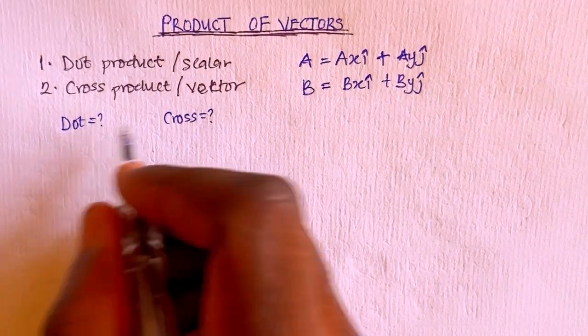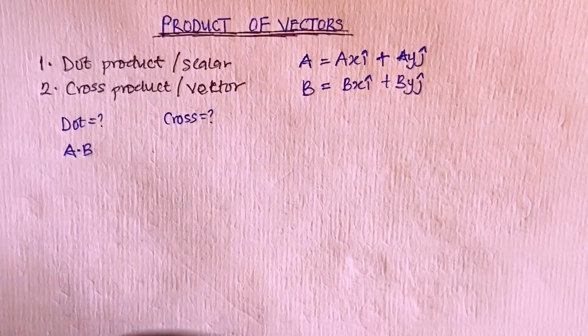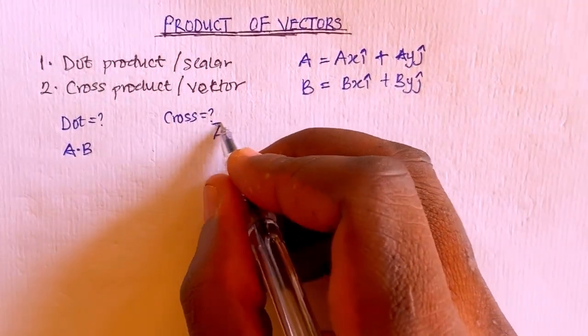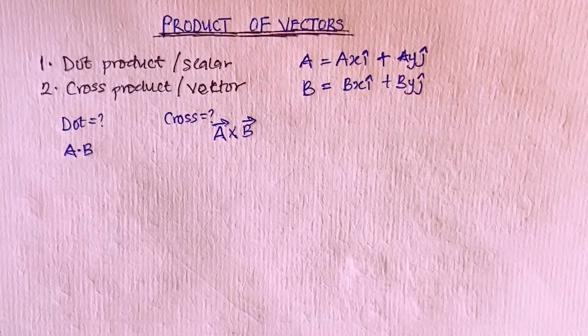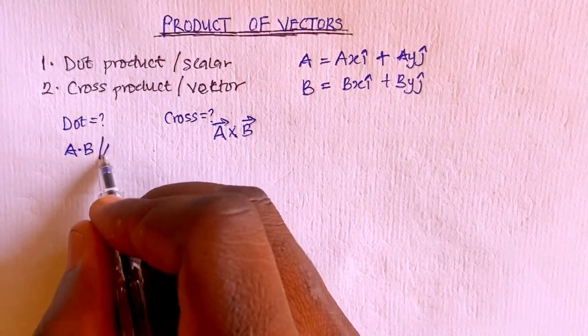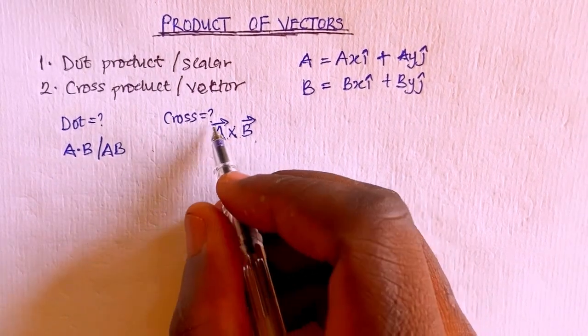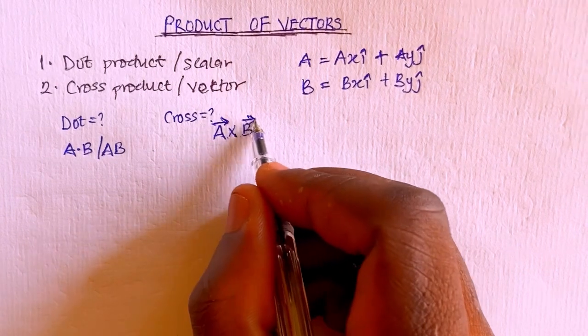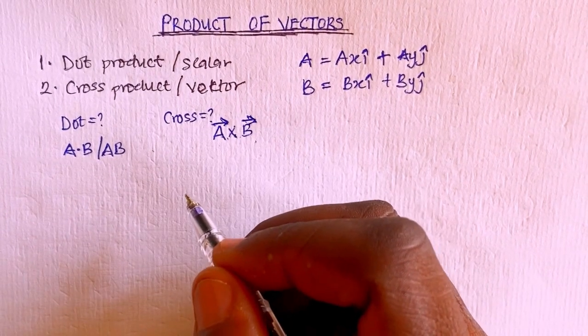Now the dot product is expressed as A dot B. The cross product is expressed as vector A cross vector B. The dot product can also be written as AB but not A cross B. This arrow actually denotes a vector in a particular direction.